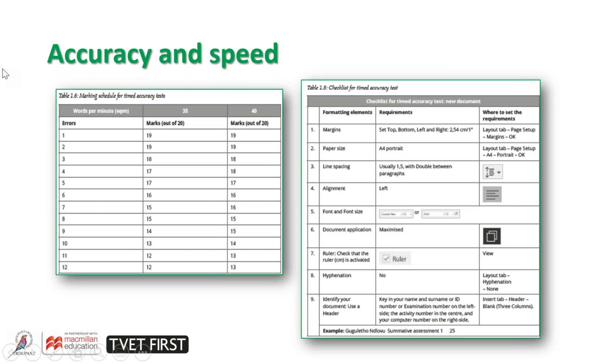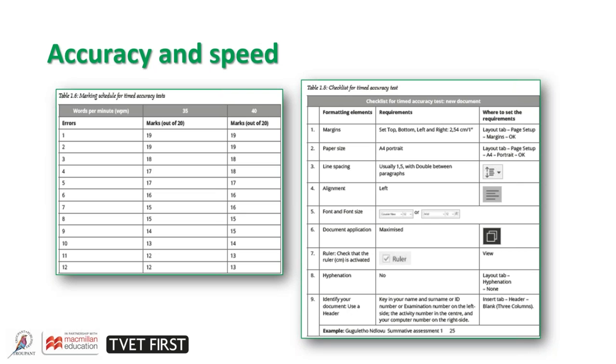Accuracy and speed. I think I need a day for this. Focus on accuracy and speed development. Let your students do a checklist before each activity. This is just a review of the program features. Then, the basis of the activity is correct.